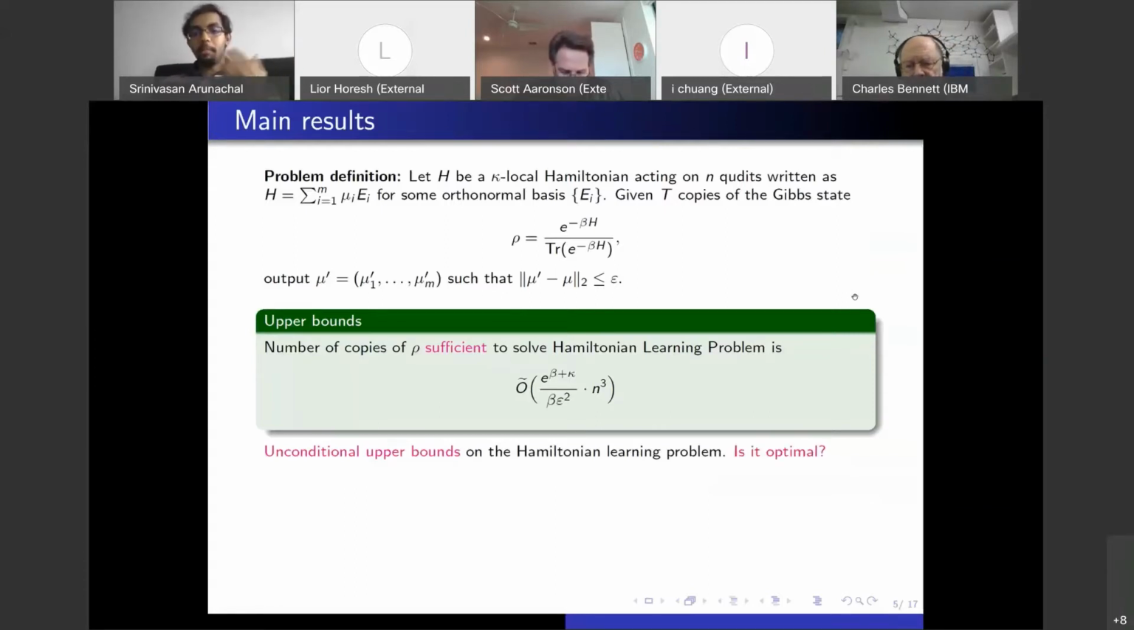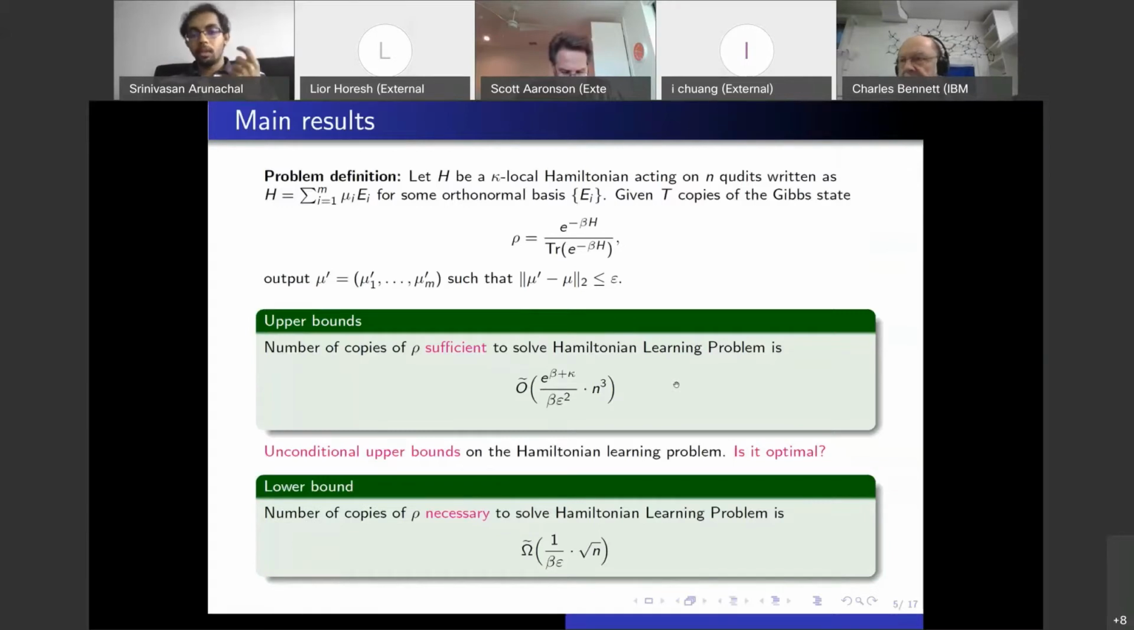Can you do better? Can you hope for poly-log in all these parameters? So at least the unconditional bound that we can show right now is that the dependence on n is tight up to polynomial factors. And we don't know what the dependence on beta plus kappa should be. So at least n over beta epsilon is tight up to polynomial factors.